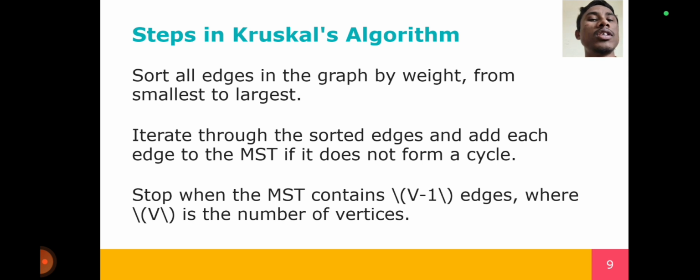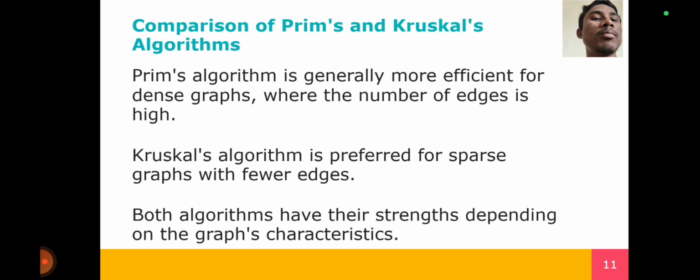Here is one logic for finding the number of edges formed: if the number of vertices is 7, then 6 edges are formed. Then, comparison between these two algorithms. Prim's algorithm is generally more efficient for dense graphs where the number of edges is high. Kruskal's algorithm is preferred for sparse graphs with fewer edges. Both algorithms have their strengths depending on the graph characteristics.